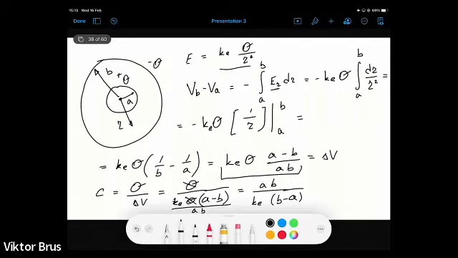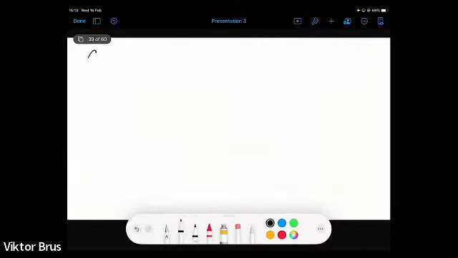So now let us take a look a bit closer at this equation, and maybe first I will write it on the next slide. The capacitance of the spherical capacitor will be C equals AB divided by Ke (B minus A). Ke is in the denominator.